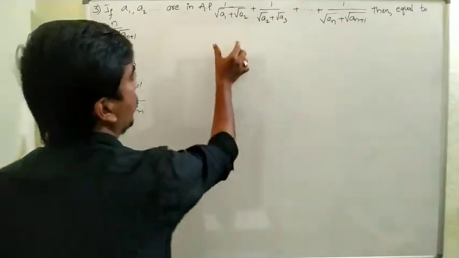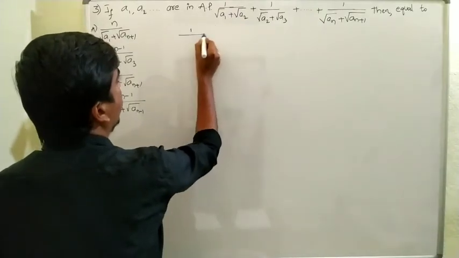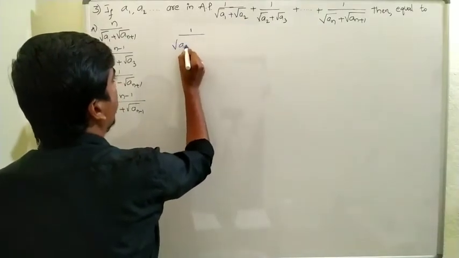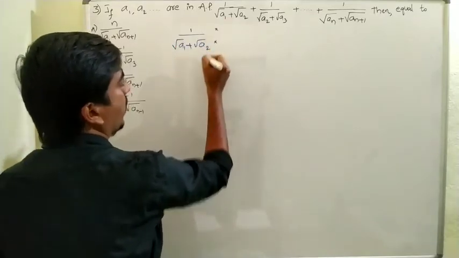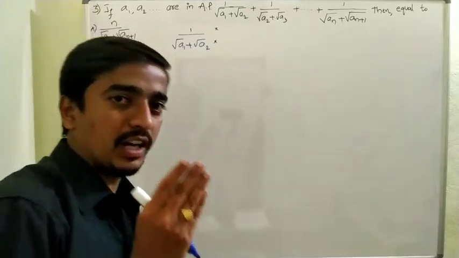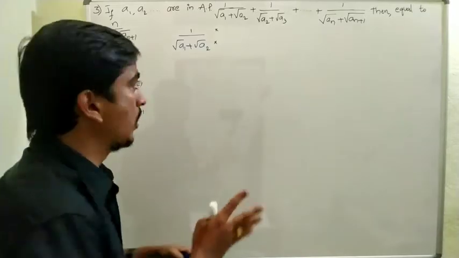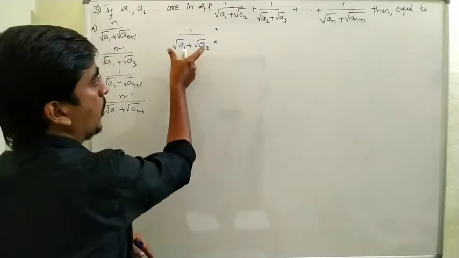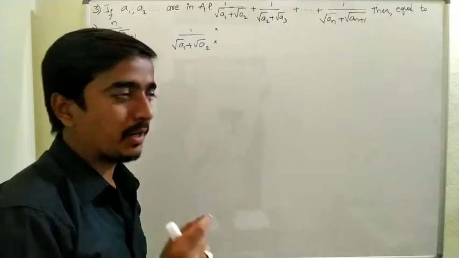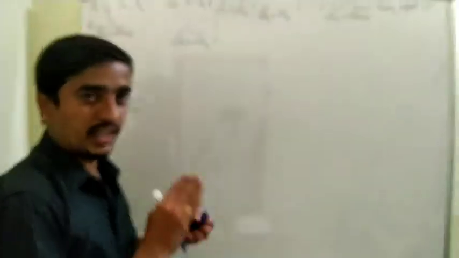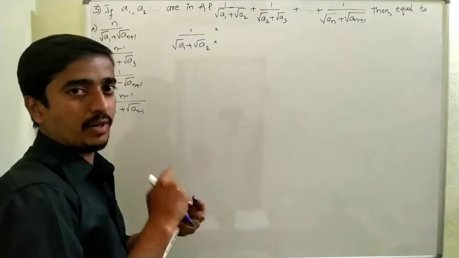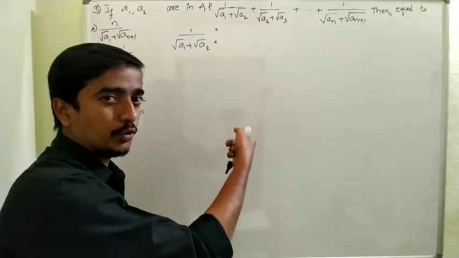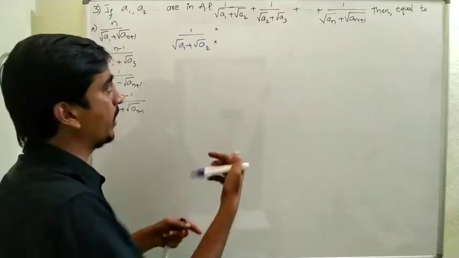Now take the first term. The first term is 1 by under root a1 plus under root a2. Now multiply the numerator and the denominator with the rationalizing factor of the denominator. Why multiply with the rationalizing factor? Now it is an irrational number. To make it rational, we have to multiply the denominator with the rationalizing factor. The rationalizing factor of root a1 plus root a2 is root a1 minus root a2. Multiply both on the numerator and on the denominator.